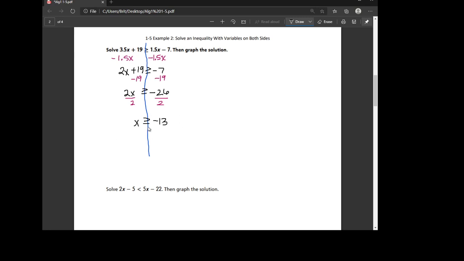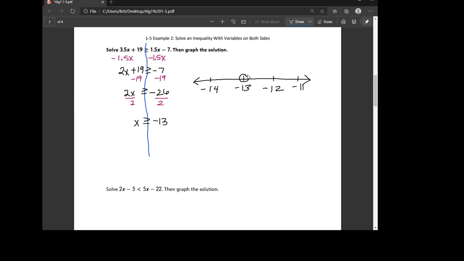Alright, so that is the solution in terms of writing it out algebraically. So now we're going to go ahead and write the solution graphically. There's only one variable in this inequality, so I'm going to use a number line. I'm going to make sure that I have a couple of numbers around that negative 13. So my anchor point, my end point, is at negative 13.